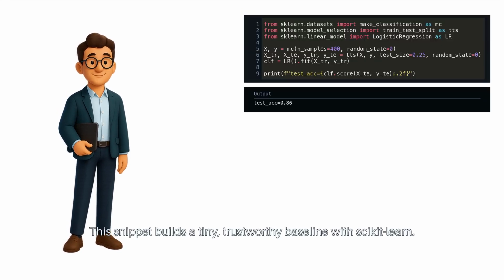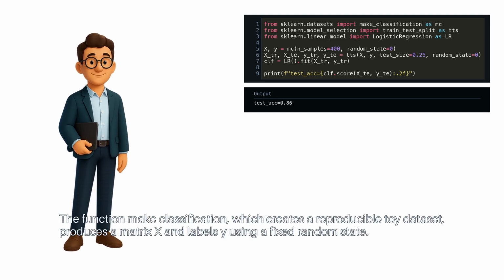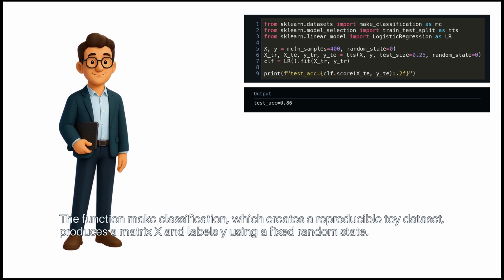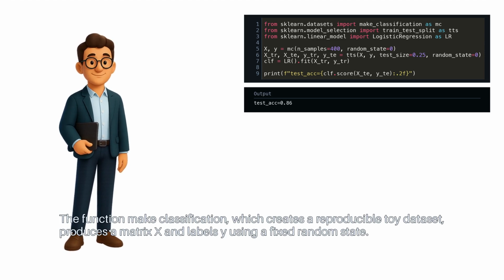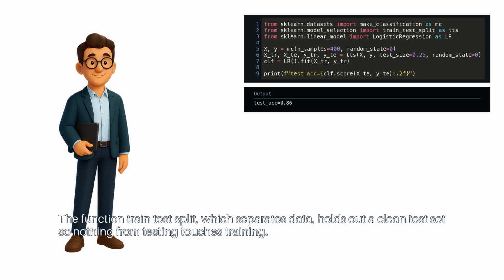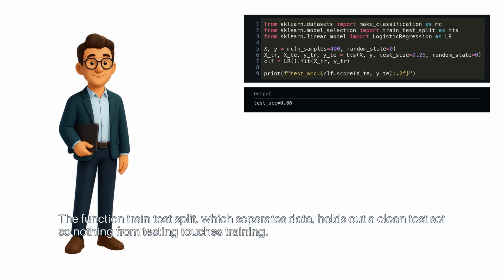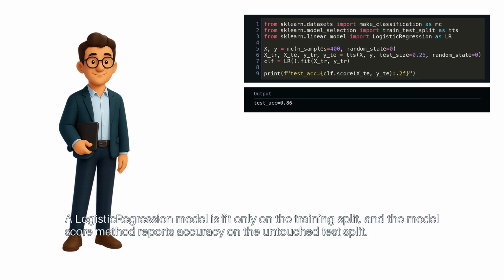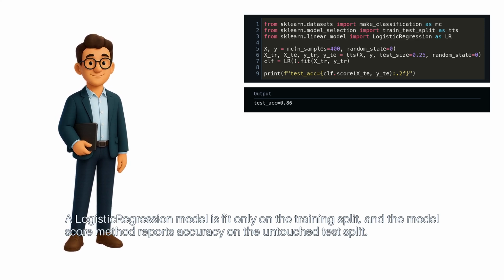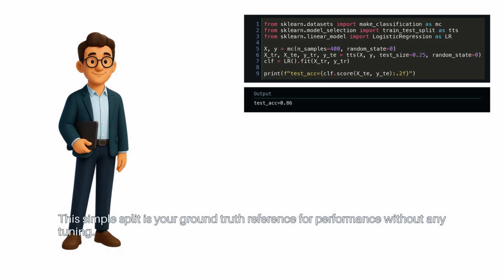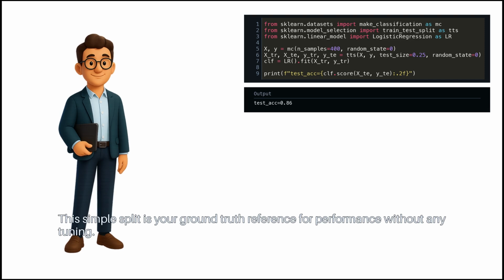This snippet builds a tiny, trustworthy baseline with scikit-learn. The function make_classification creates a reproducible toy dataset, and produces a matrix X and labels y using a fixed random state. The function train_test_split separates data and holds out a clean test set, so nothing from testing touches training. A logistic regression model is fit only on the training split, and the model score method reports accuracy on the untouched test split. This simple split is your ground truth reference for performance without any tuning.